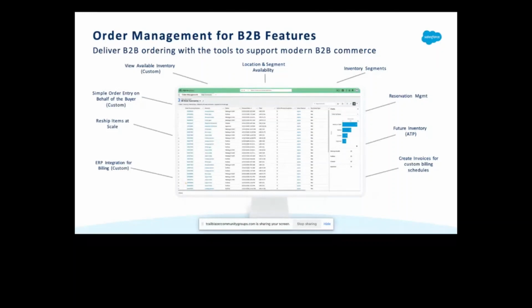B2B Commerce Cloud only does the pre-sale operations. It only gives you placing of an order. After that, the B2B product won't give you anything. But if you purchase B2B Commerce and OMS together, then it will give you the complete experience, your pre-sale experience and post-purchase experience. So that's the real benefit of both the products.